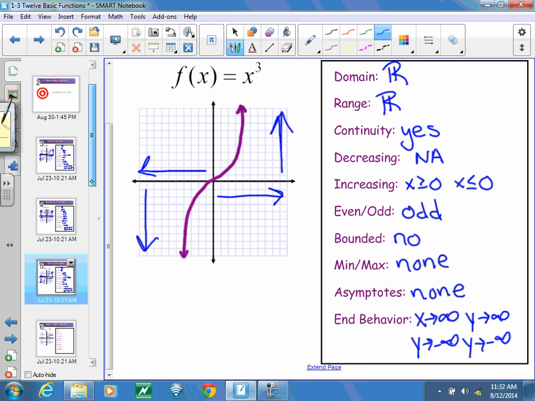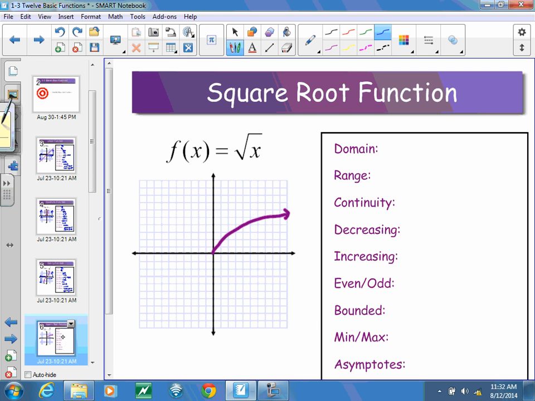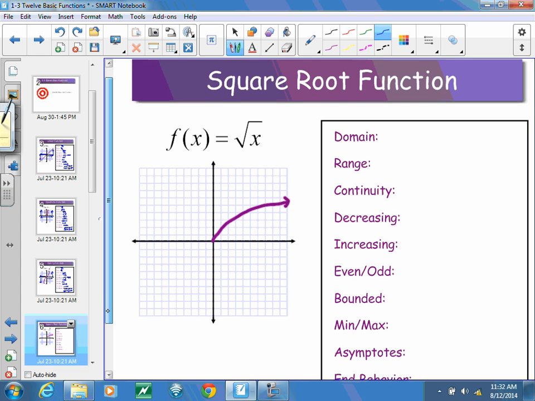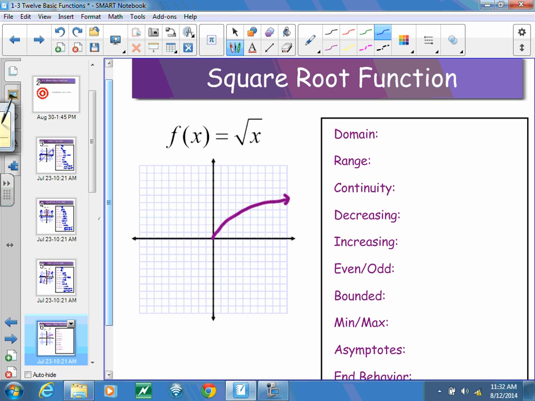I'm going to go through all the properties just one more time with one more function, and that's the square root function. And with this function, things are going to look slightly different than the others. As far as our domain goes, notice that our square root function starts at the origin and only goes here. It only exists in quadrant 1.